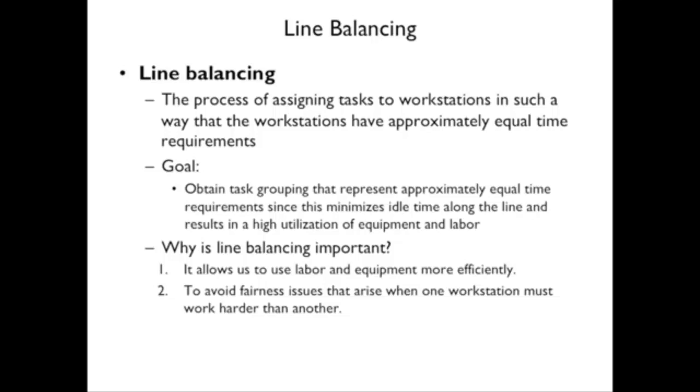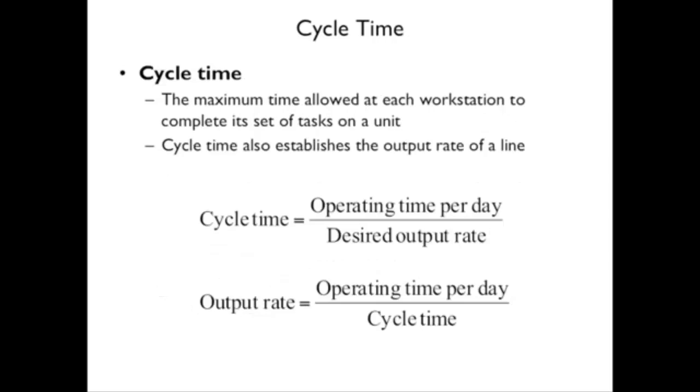Line balancing. Line balancing is the process of assigning tasks to workstations in such a way that the workstations have approximately equal time requirements. So our goal is to have equal time requirements. Why is this important? It allows you to use labor and equipment efficiently, and you avoid fairness issues that arise when one workstation must work harder than the other. So we'll go through a little example.